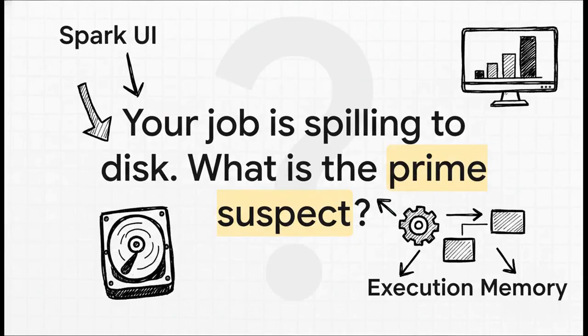We'll end with a final thought, just to test this new mental model. So imagine your job is spilling heavily to disk. You pop open the Spark UI and you confirm it. Based on everything we just went through, which specific granular memory region is your absolute prime suspect?